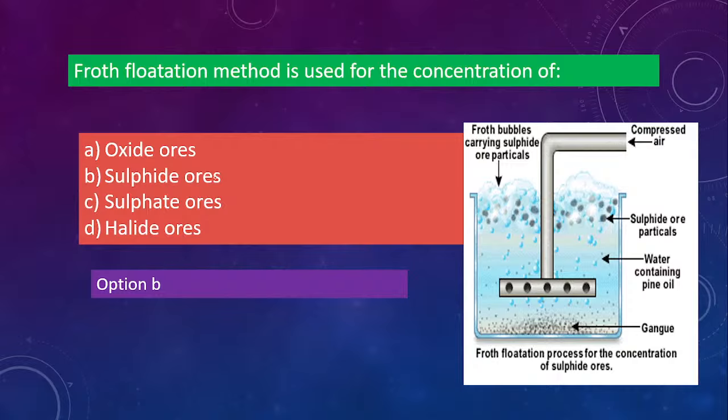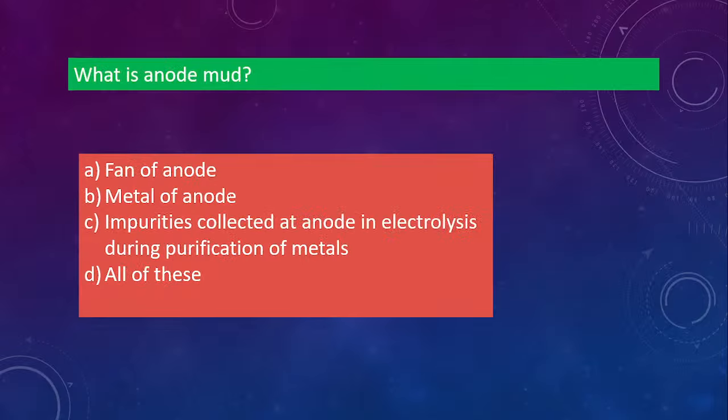Okay, so here sulfide, not sulfate. Sulfide and sulfate both are different. Okay, sulfate is SO4. Sulfide is only S. Suppose H2S, hydrogen sulfide gas. We say S. Sulfate is SO4. Okay, well, let's move to the next one.